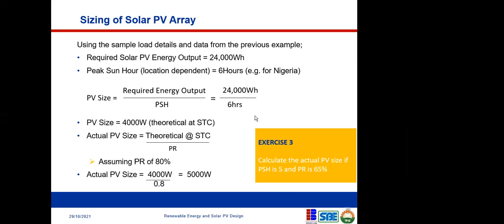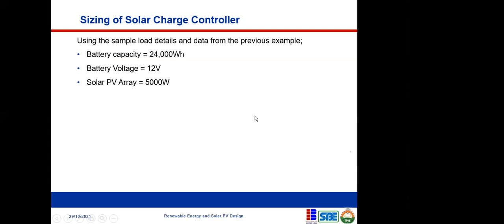Okay, so let's proceed. There's another angle to it, another calculation that we need to do: sizing of the solar charge controller. Remember that you have batteries, and you need charge controllers to charge those batteries. Most times, you can either buy the charge controller separately, or some inverters have charge controllers embedded in them. So we're using the same sample load details and data from the previous example, okay?